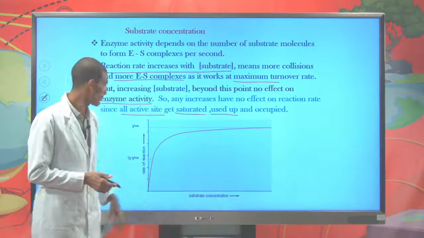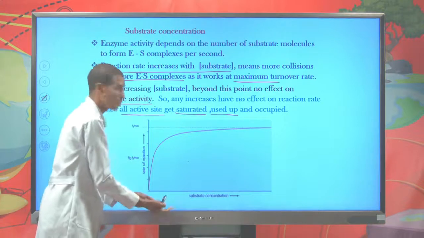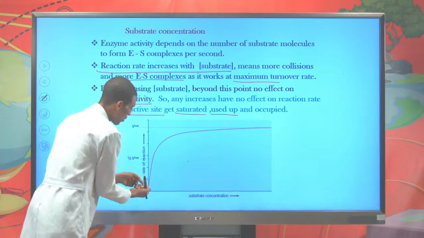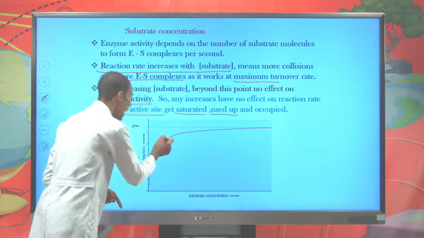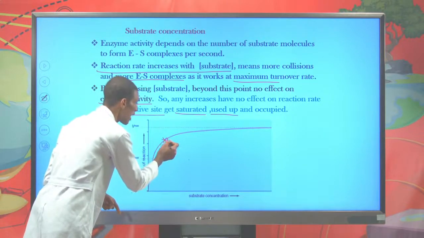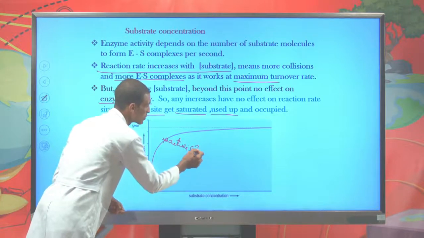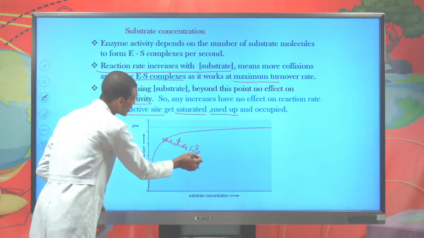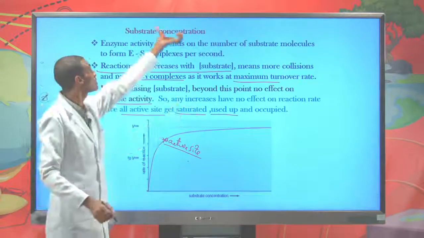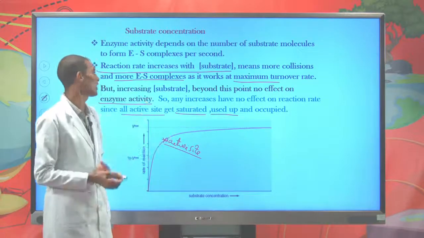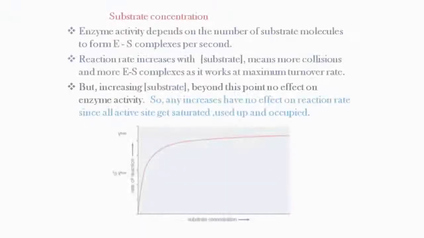Let's look at this diagram. This is the rate of reaction, and this is substrate concentration. Binding of substrate with enzyme increases the rate until the whole active site is saturated. If the whole active site is occupied, adding more substrate has no effect on the activity of the enzyme. It is saturated.